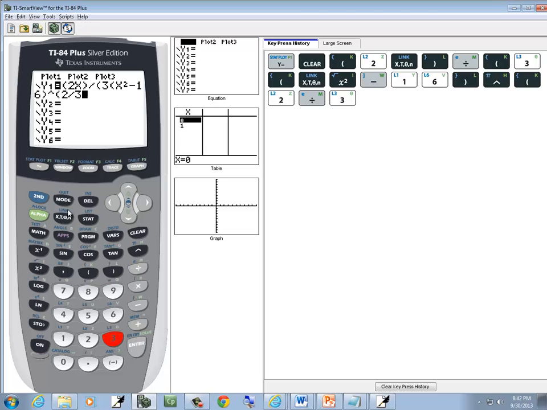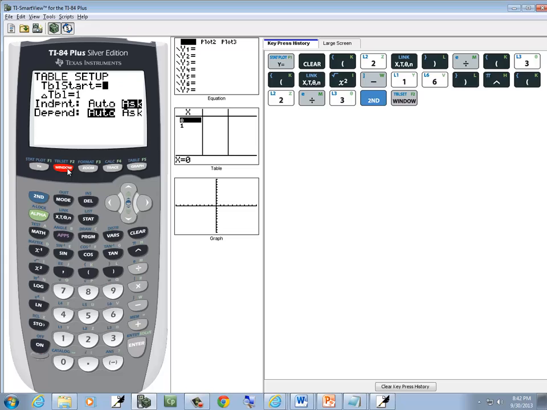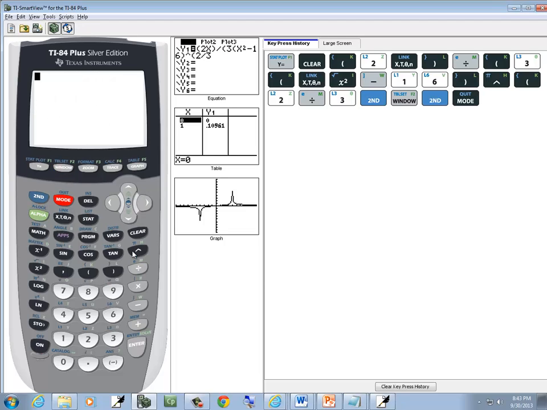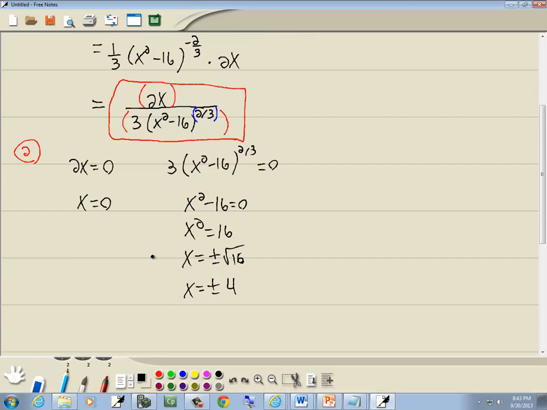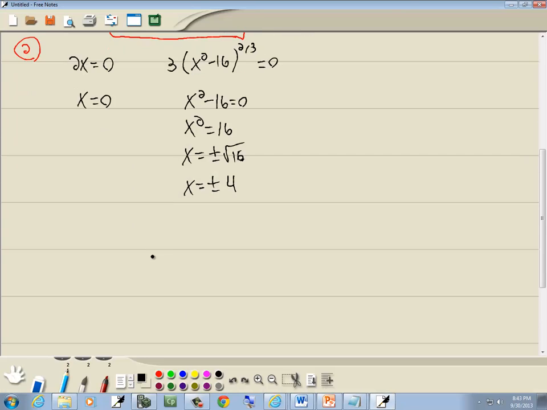Now let's go check to make sure our table setup is correct. So do second window, and your independent should say ask. If it doesn't, then down arrow to that line, right arrow, put your flashing cursor on the ask, and press enter 1 time. And then do a second mode to exit out. Okay, now we've got that part ready. Let's build our table of intervals.